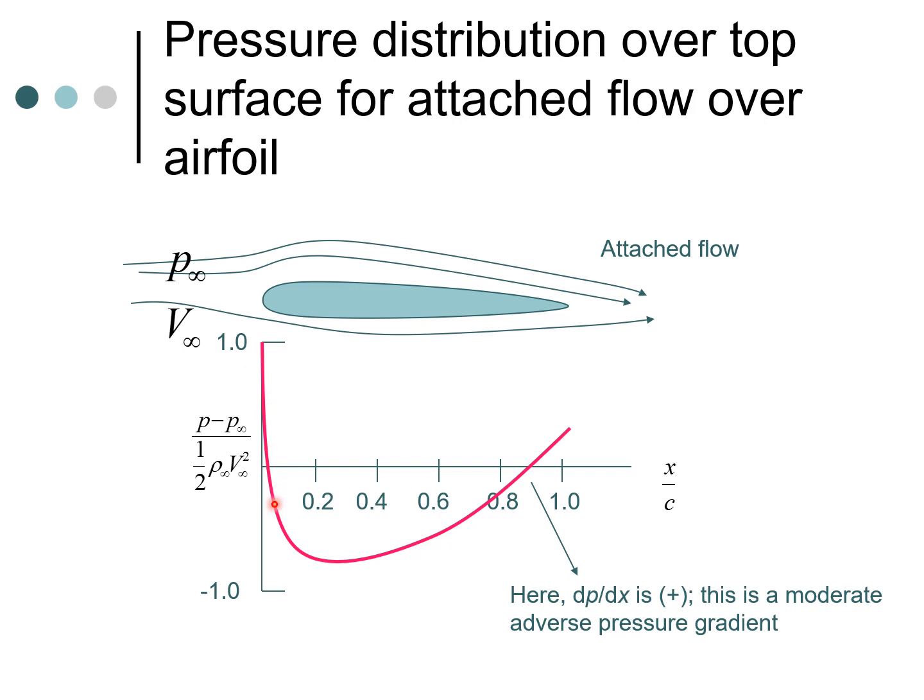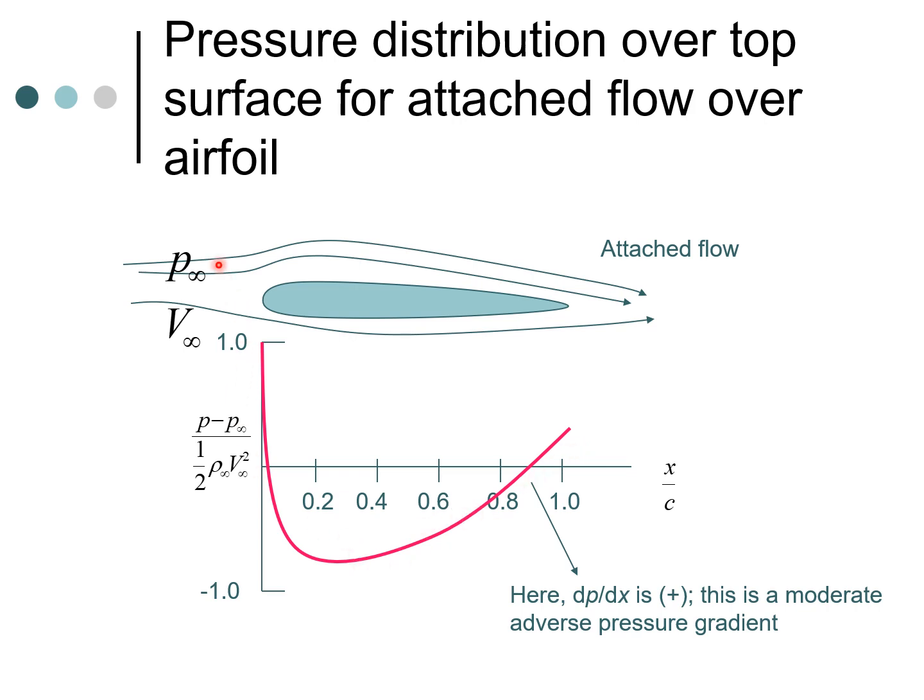Then the pressure falls like this. It reaches a minimum somewhere here, and then it again goes up like this. It crosses the 0 point and goes slightly more than 0 at this point. So this is where it ends. Now in this region where the pressure is going up, dP by dx is positive, and this is a moderately adverse pressure gradient. This particular pressure gradient plays a huge role in flow separation.